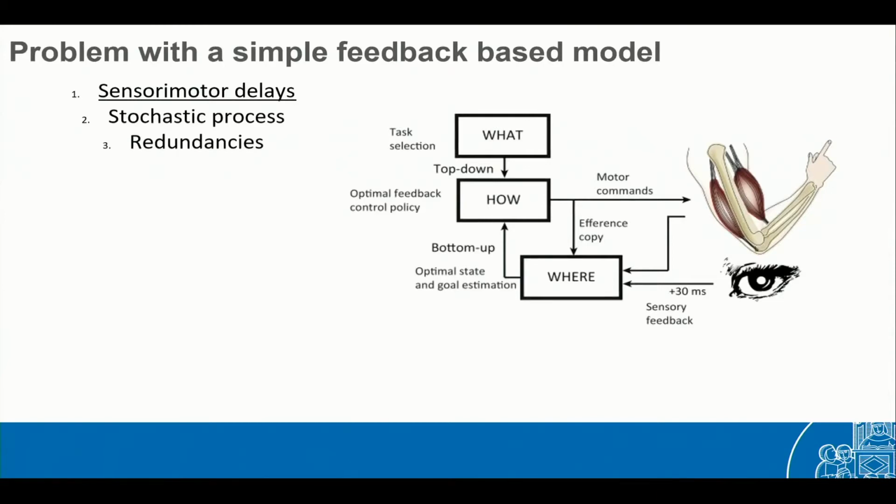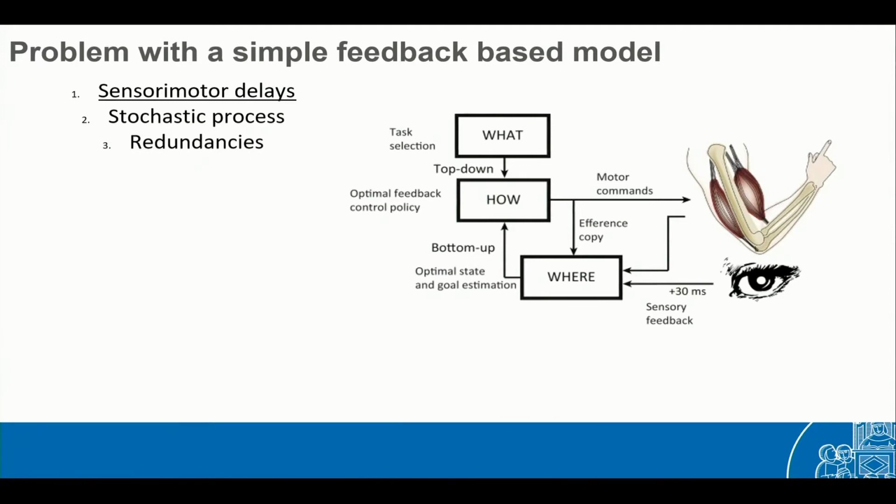What is the problem of using a simple feedback-based model? Actually, there are three main issues related to this. The first one is the sensorimotor delays, because our visual system, but also the proprioceptive one, has a delay. So this creates instability, as we will see in the control of the arm in this case.